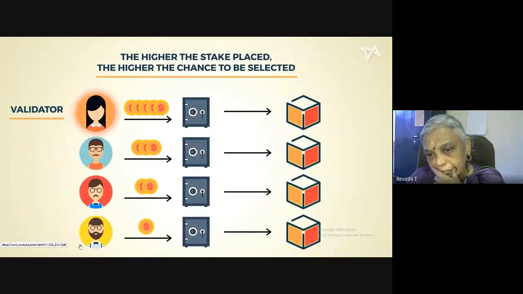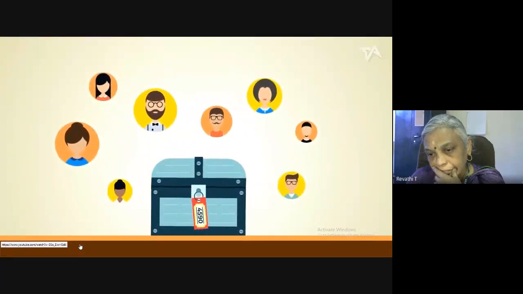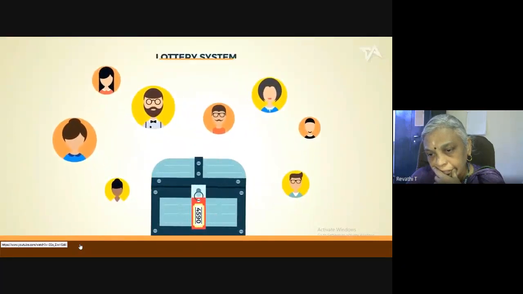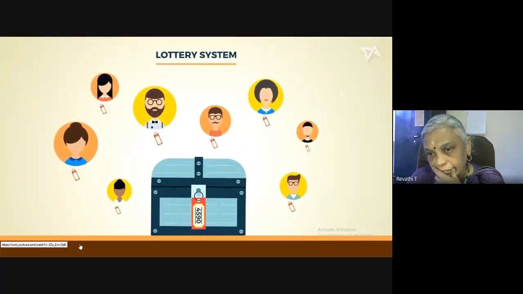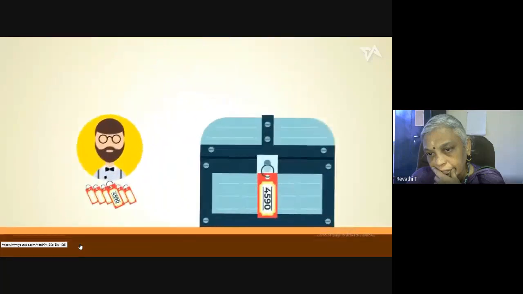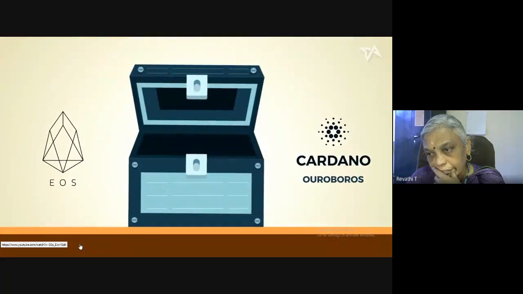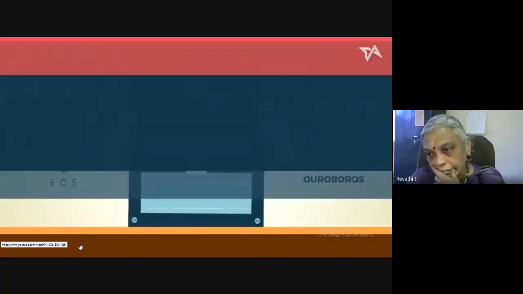Let's apply this to the treasure chest scenario. Picture a group of treasure hunters vying for a chest. The chest is rewarded based on a lottery system. To participate, each hunter has to buy lottery tickets. The more each hunter buys, the higher the chance of winning. Blockchain protocols like Cardano's Ouroboros and EOS adopt the proof of stake consensus.